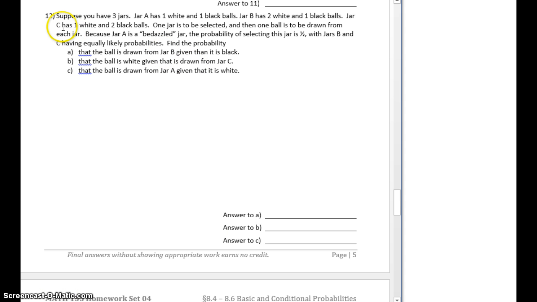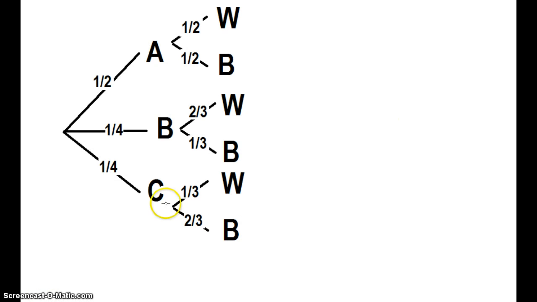And jar C is going to have decimals too, so another reason to leave it as fractions. There's 3 balls there, 1 white and 2 black. So add that on: a 1/3 chance of picking a white and a 2/3 chance of picking a black. And so now figure out the probability of each branch all the way to the end. So the chances of picking A and then picking a white marble would be 1/2 times 1/2, which is a 1/4. So do that for all the branches. So here they all are.